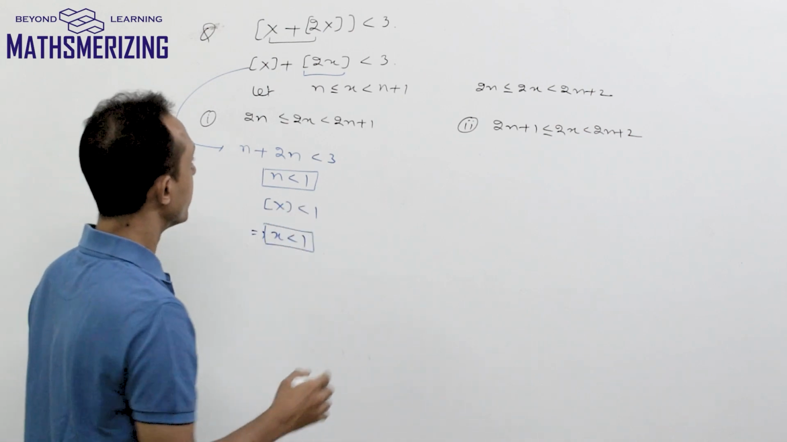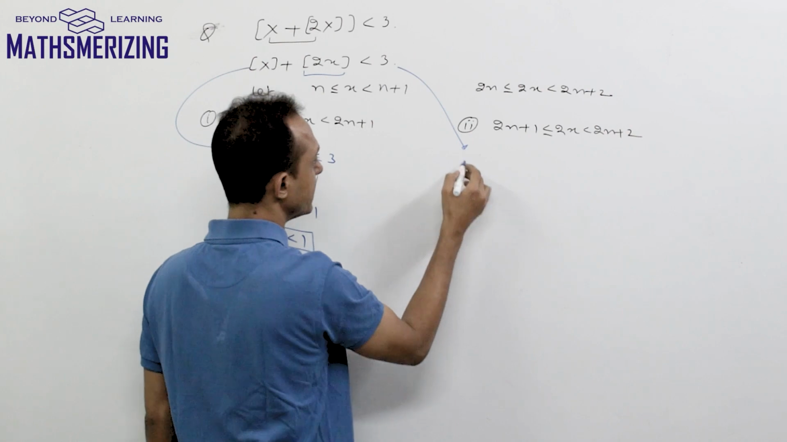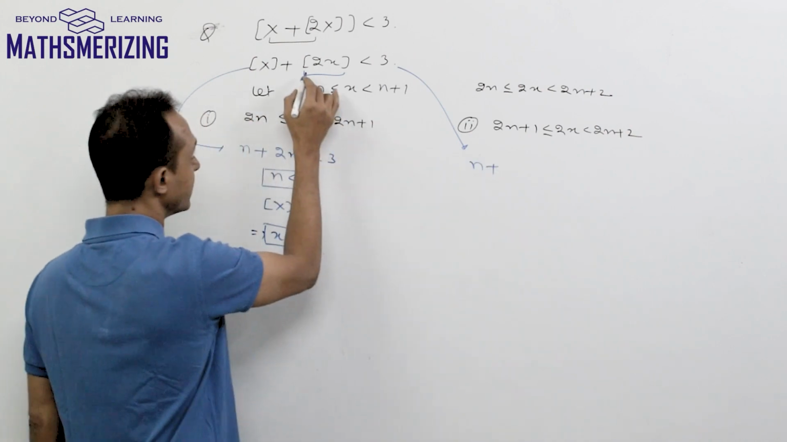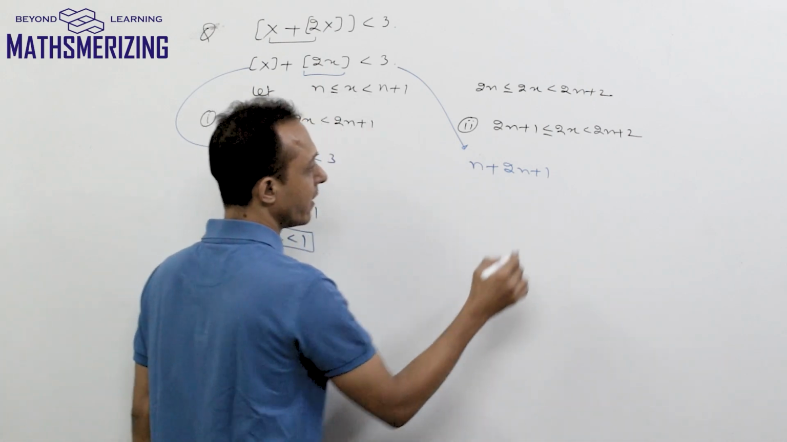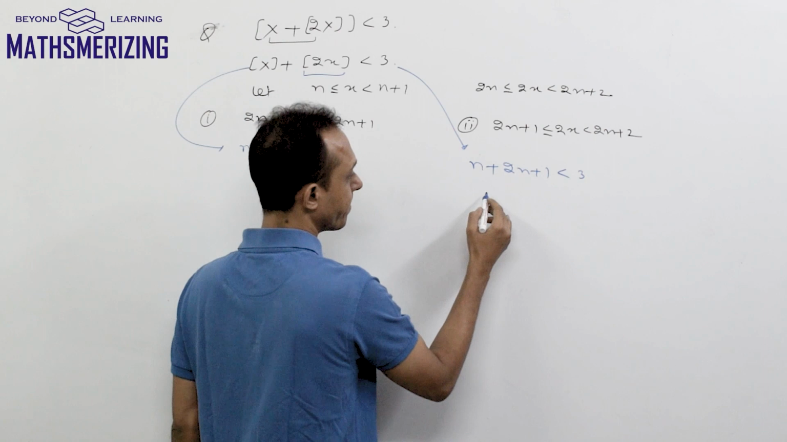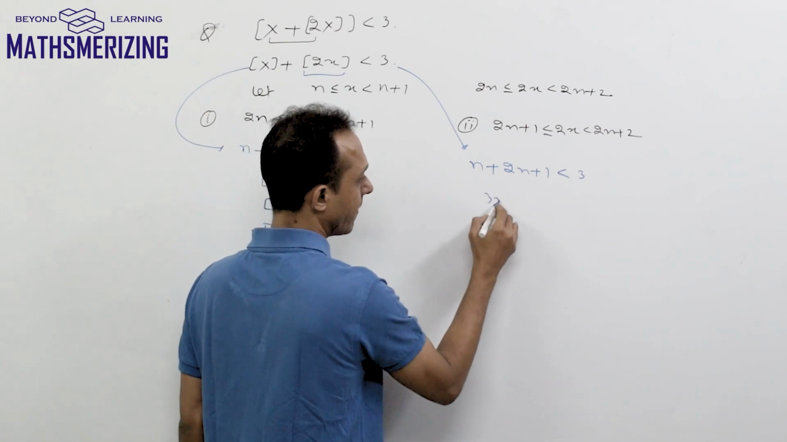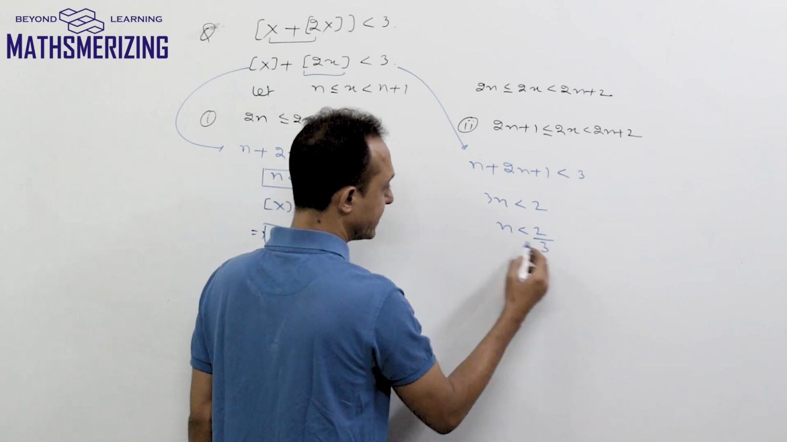Now for the second case, again, the greatest integral function of x will be simply n, and the greatest integral function of 2x will be 2n plus 1, and this value should be less than 3. So I'll get 3n is less than 2, n is less than 2 by 3.